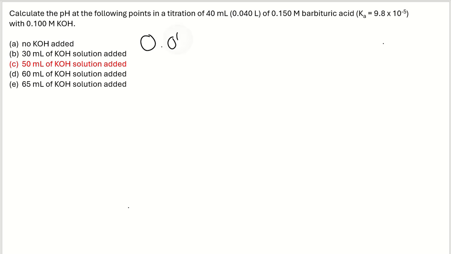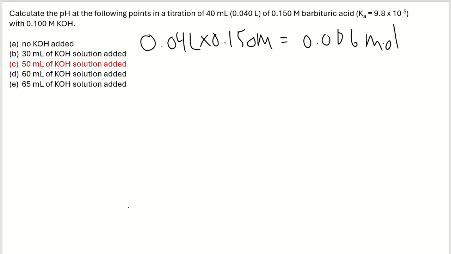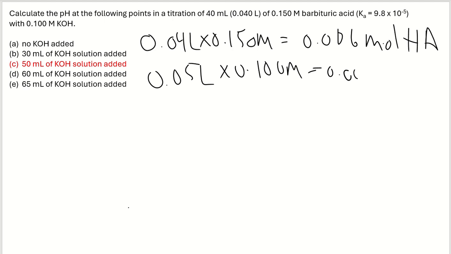We find out the number of moles of acid we're starting with, which we wouldn't have to calculate again because we did it before, but I'm just going to go ahead and rewrite it. So we're starting with 0.006 moles of our acid, HA. And we take the volume of our base that we're adding, converted to liters, times its concentration. And what we get is 0.005 moles of base, OH minus.